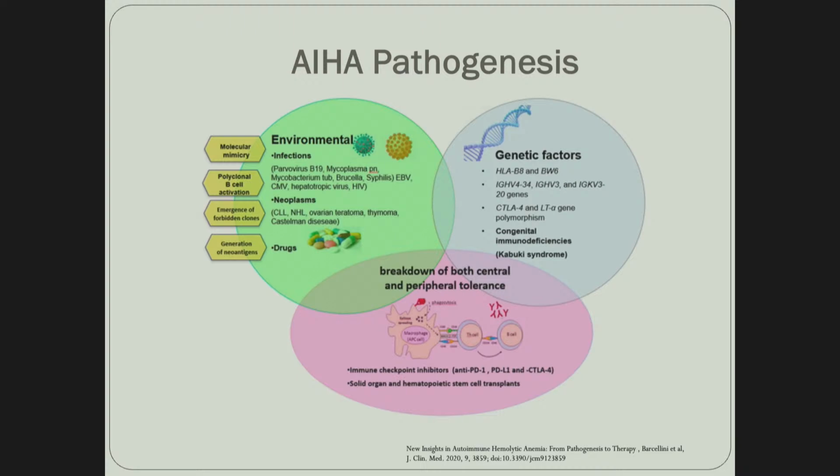autoimmune hemolytic anemias. Whereas among environmental factors, if you see infections, these infection antigens can mimic RBC antigens, which leads to molecular mimicry. And further polyclonal B cell activation, neoplasms like CLL, NHL, ovarian teratomas, and thymomas can also lead to autoimmune hemolytic anemias. Further, drugs like penicillin, alpha methyl dopa, and other cytotoxic drugs can also induce autoimmune hemolytic anemia.